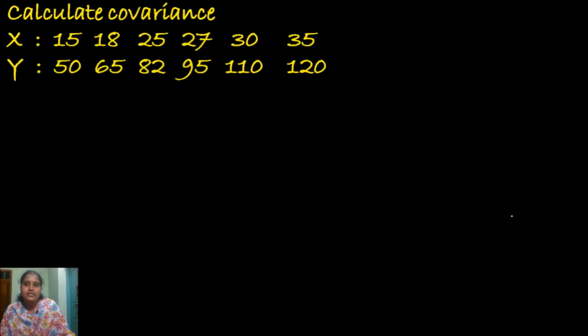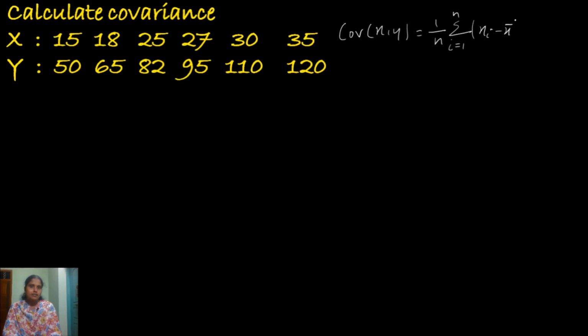Let me discuss one more problem under this category. Calculate covariance. Here the values of x and y are given. We know the formula for calculating covariance between x and y is covariance of x comma y is equal to 1 over n, sigma i varies from 1 to n, xi minus x bar into yi minus y bar.